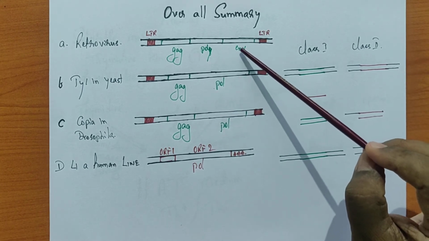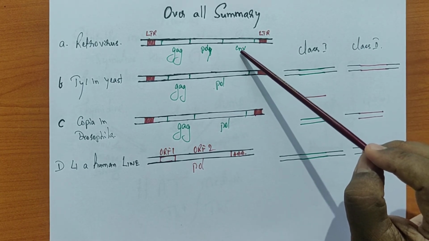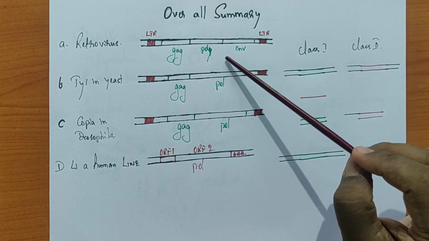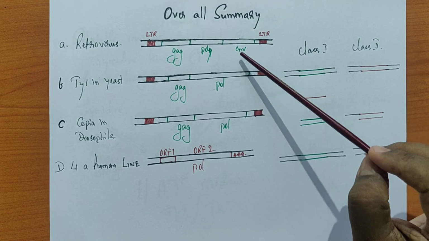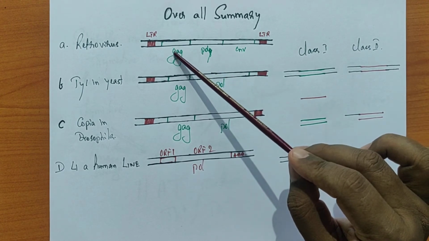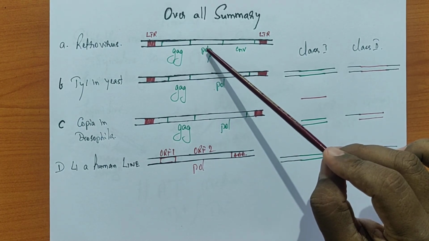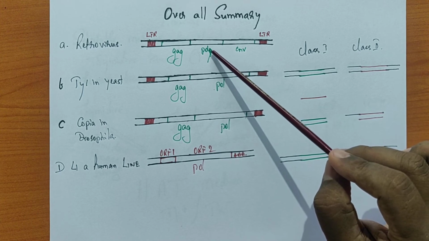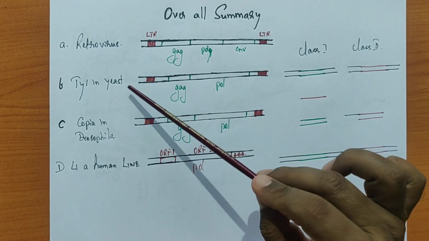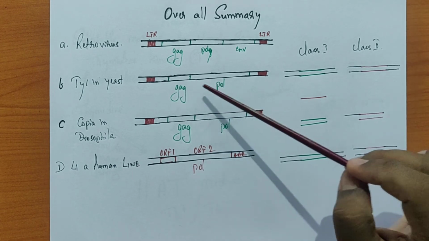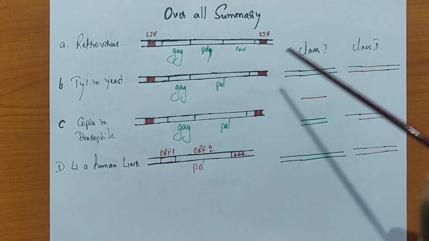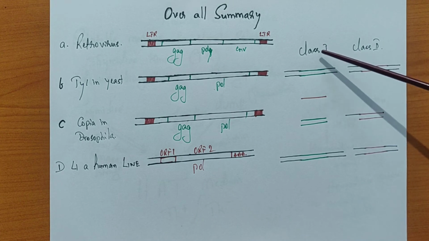But the envelope region is completely lost. So there is no synthesis of coat protein. Except for these coat proteins, we have retained this gag region and this Pol gene, in fact. So in the case of yeast, what happens? This is functional and this is functional. That results in the development of a new DNA. For example, here it is a class 1.